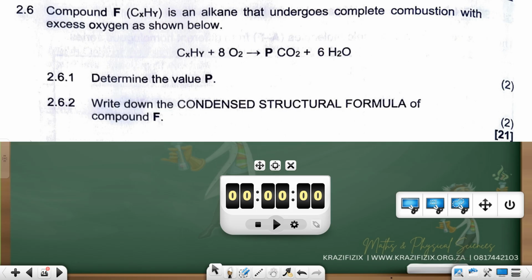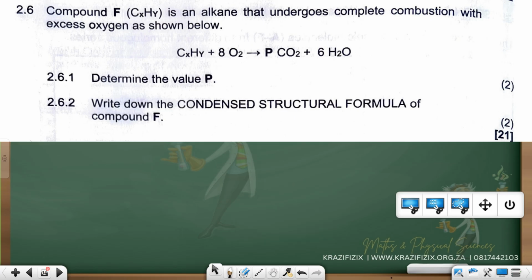All right. So, guys, here oxygen is the key to use in balancing. How many oxygens do we have on the left hand side? 16. And on the right hand side, P times 2 would be what? 2P plus what? Therefore, P should be equal to what? 5. Write down the condensed structural formula.